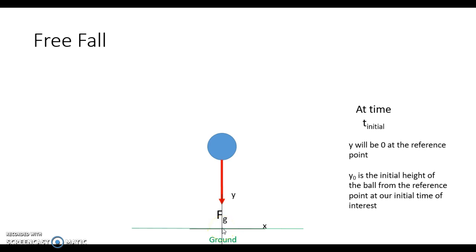So this could be someone standing on the ground and a ball falling towards the ground in this case. If this is the case, then our reference point would be at the ground, so we'll draw our XY axis at the ground. The ball is still falling, and of course, again, we have a gravitational force pulling the ball towards the ground. In this case, y will be equal to 0 at our reference point. So down here, y is equal to 0.